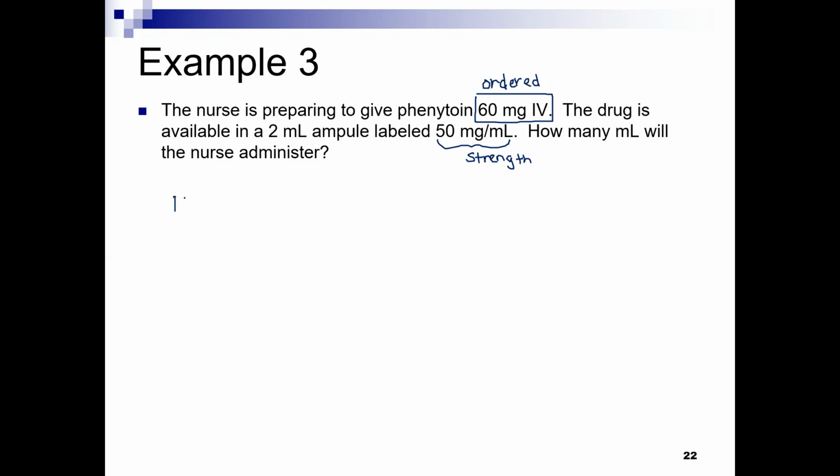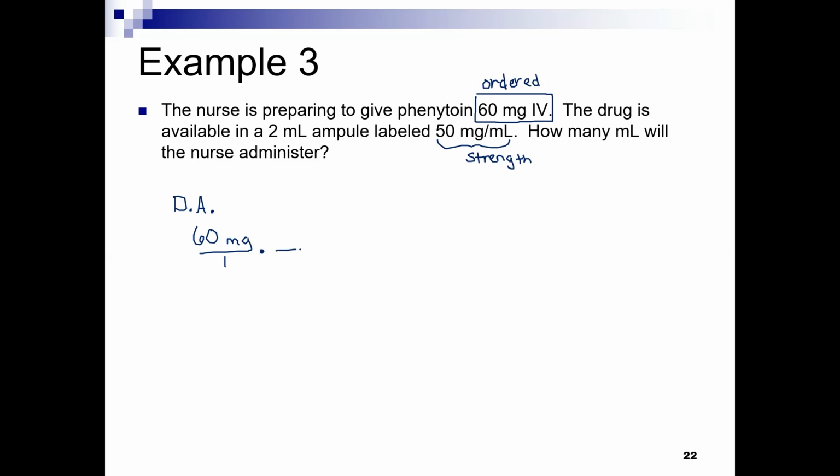So, as I've told you before, I'm going to stick with the dimensional analysis strategy, and I do that because it is the most robust strategy, and so it can solve any problem. The other strategies can work depending on the problem, but this one is universally going to work. In dimensional analysis, I always start with my order, so 60 milligrams. I make it a fraction, putting it over 1.